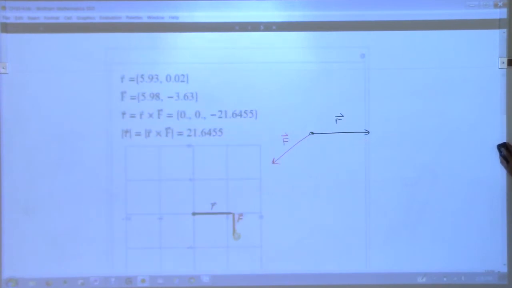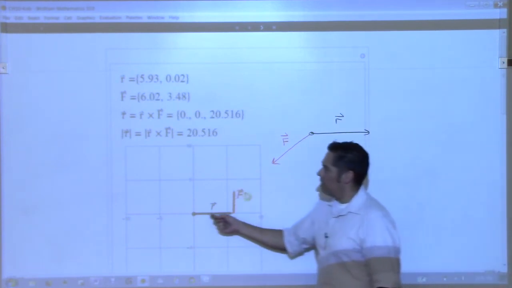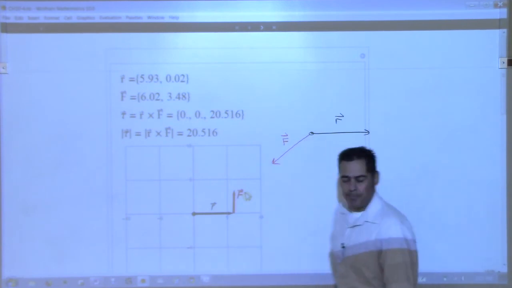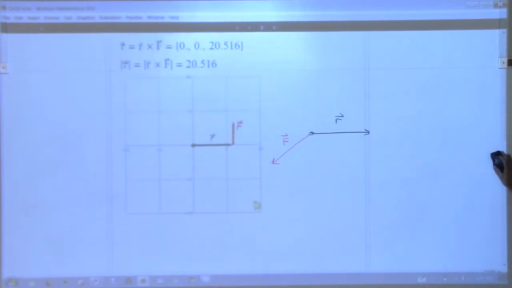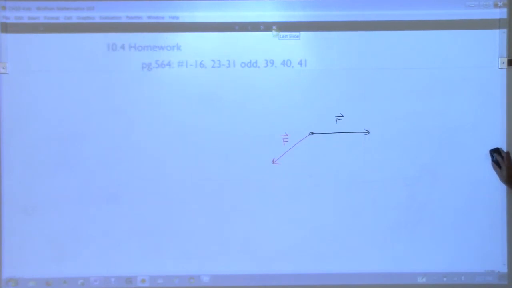And then you can pull the other way, right? If you pull the other way, what happens? Well, now your torque is going to start coming out of the page. Right-hand rule would change things. All right, that's torque. And that's it for that section.